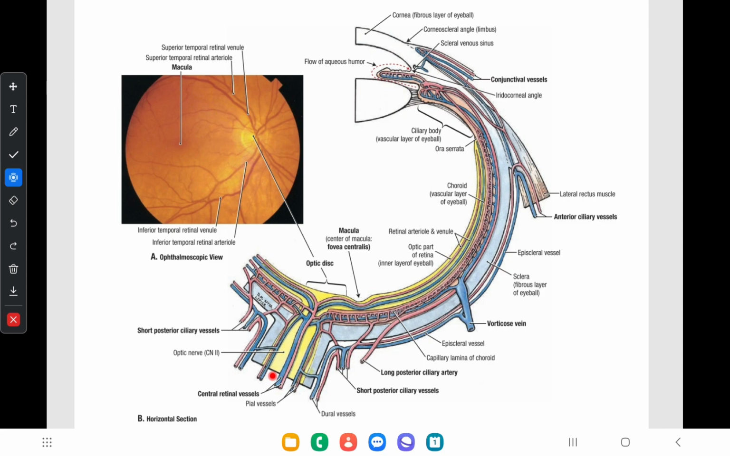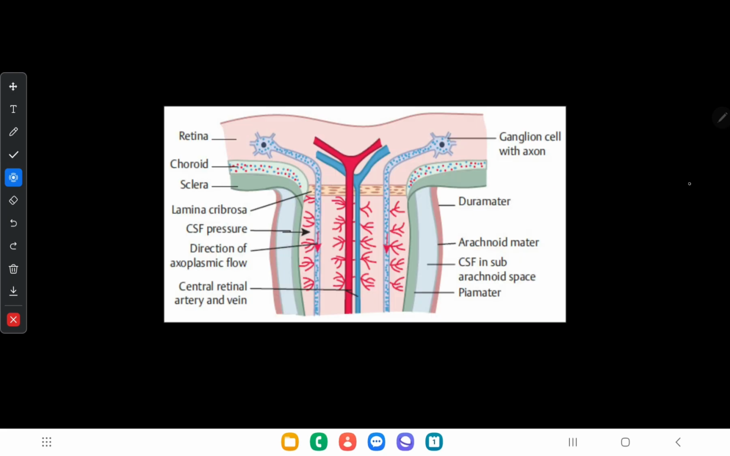There are coverings of the optic nerve because developmentally the optic nerve is an extension of the diencephalon, and it is covered with 3 meninges like in the brain. This is the optic nerve. I will show you the 3 meninges around the optic nerve. Here you can see the ganglion cells with axons, and this is the direction of axoplasmic flow. So this is the optic nerve.